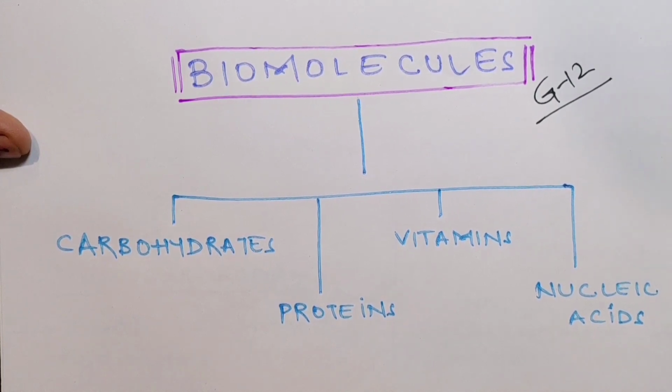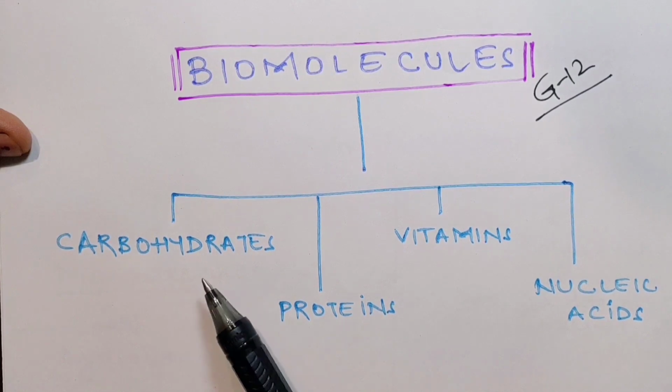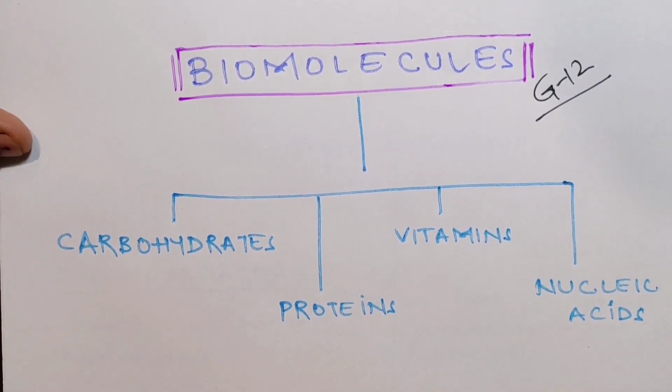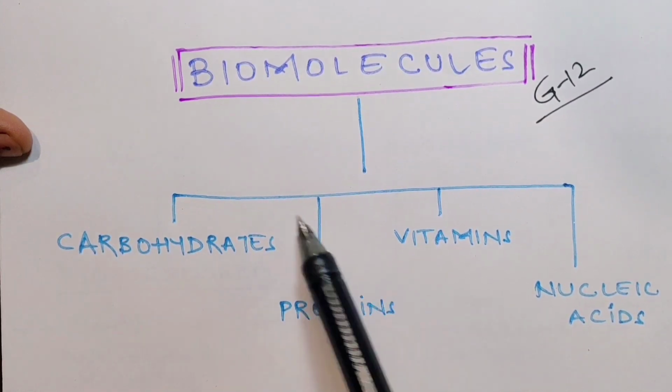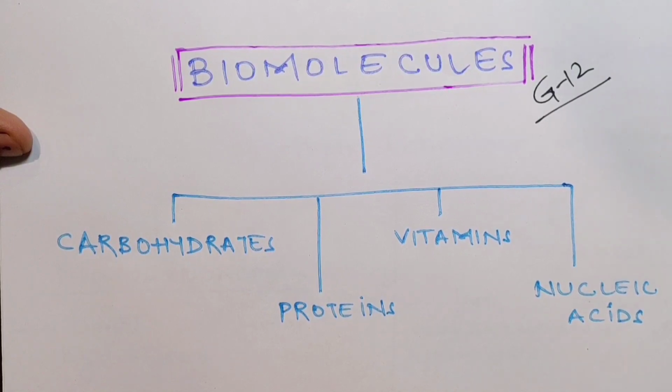So biomolecules can be divided into the 4 biomolecules that we have in our system: carbohydrates, proteins, vitamins, and nucleic acids. In this video, I'll be talking about these two. These two, vitamins and nucleic acids, I'll be taking in the next video, part 2 that is. All right, so let's get started.